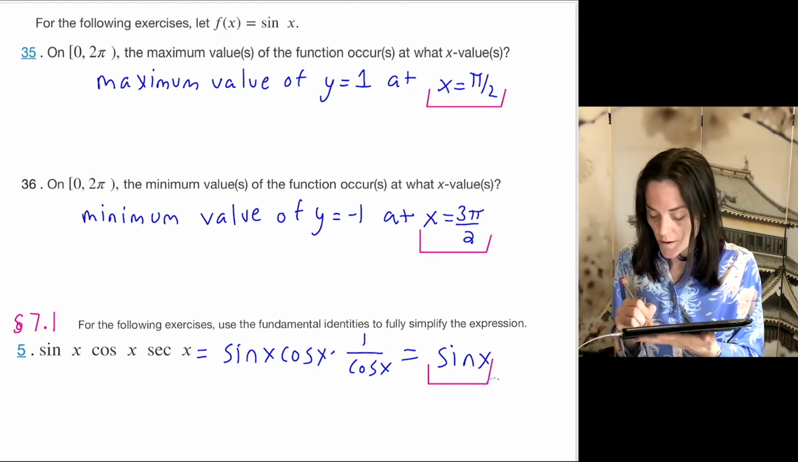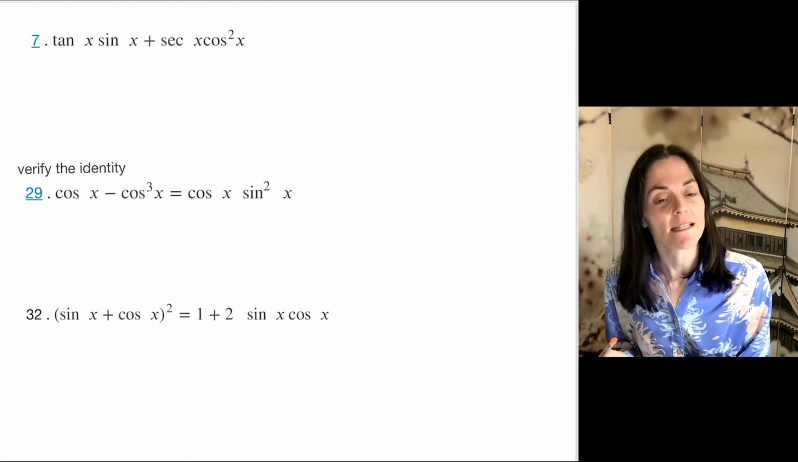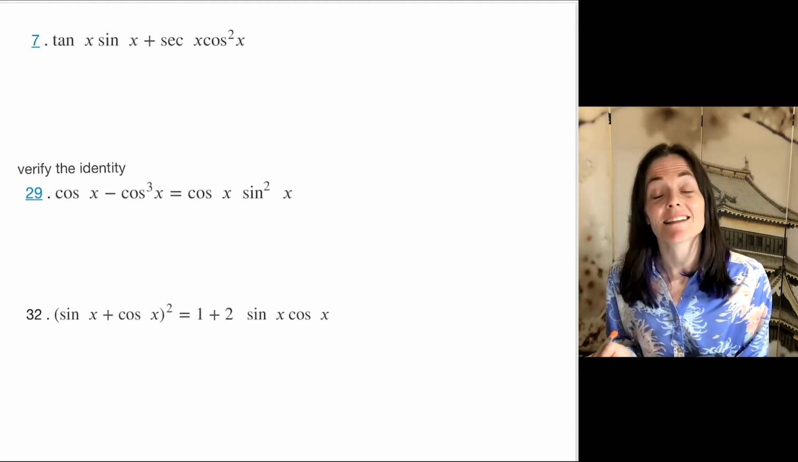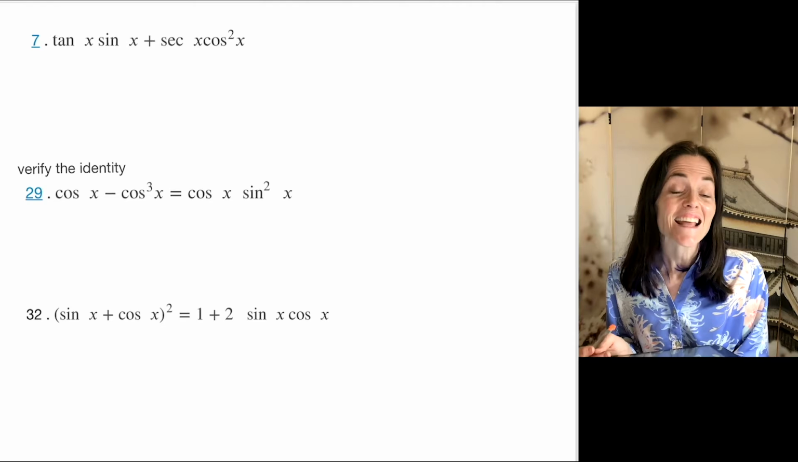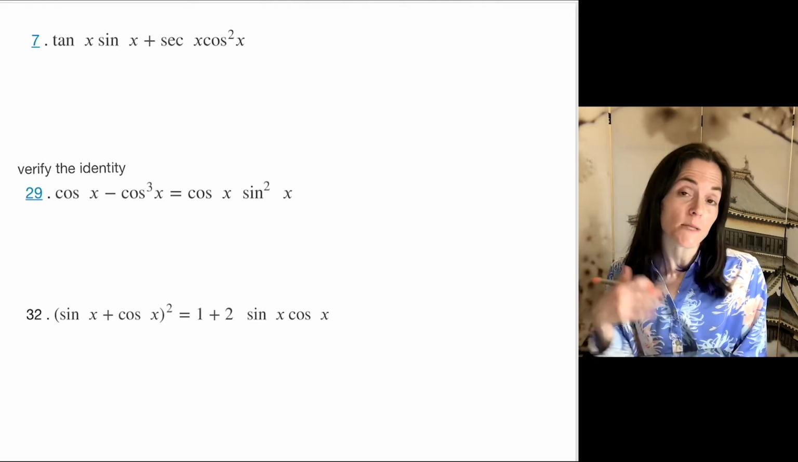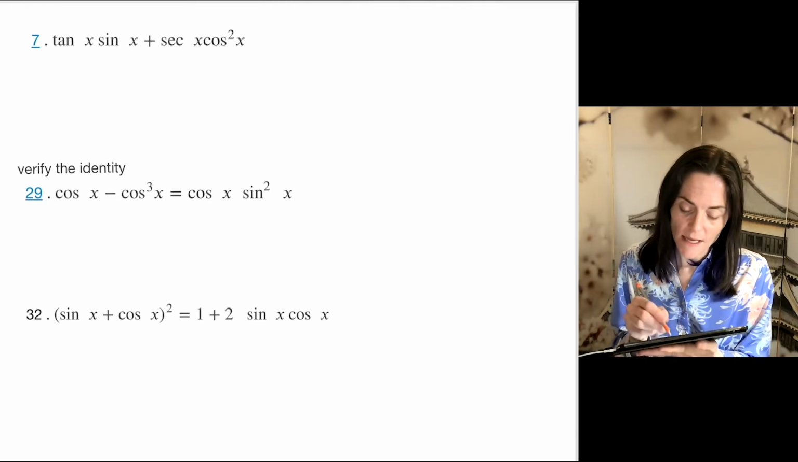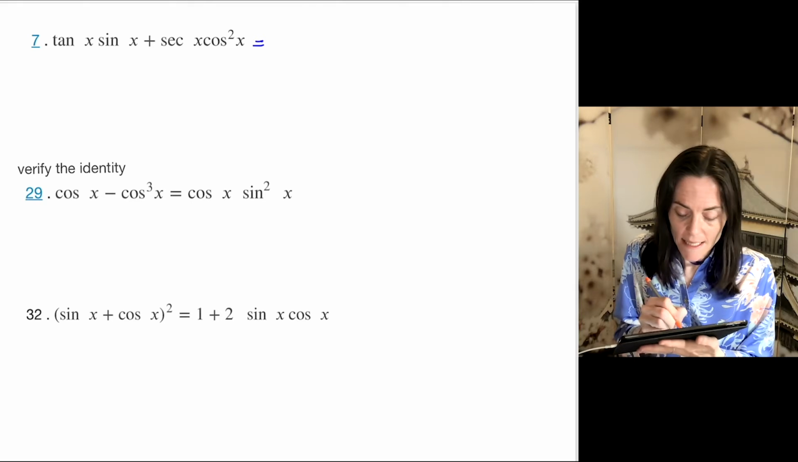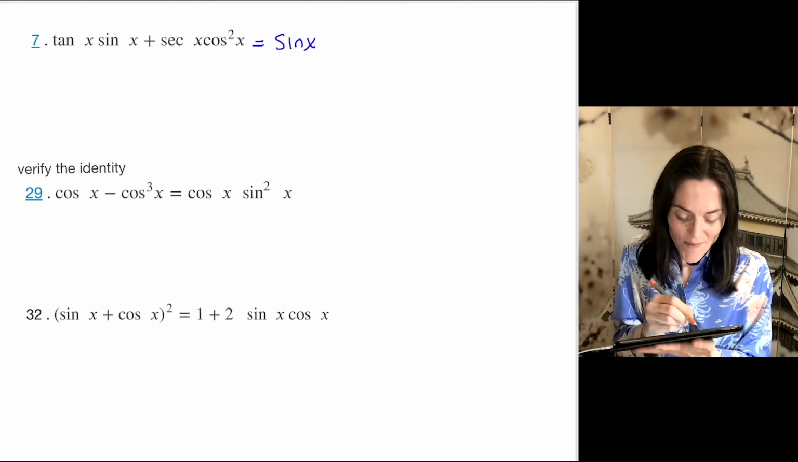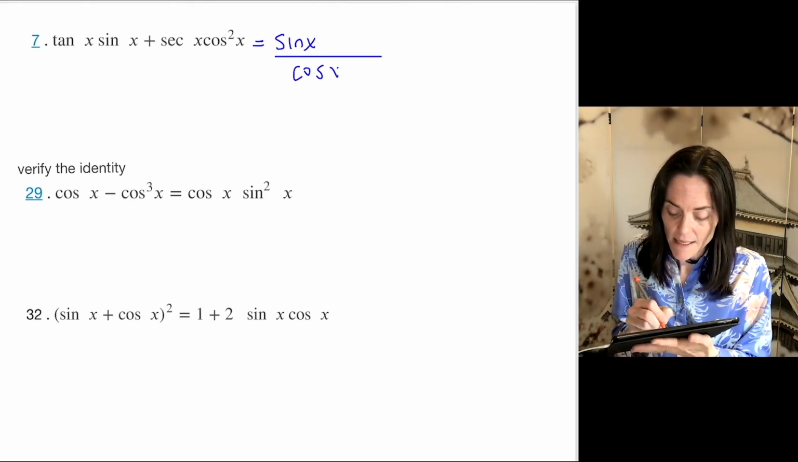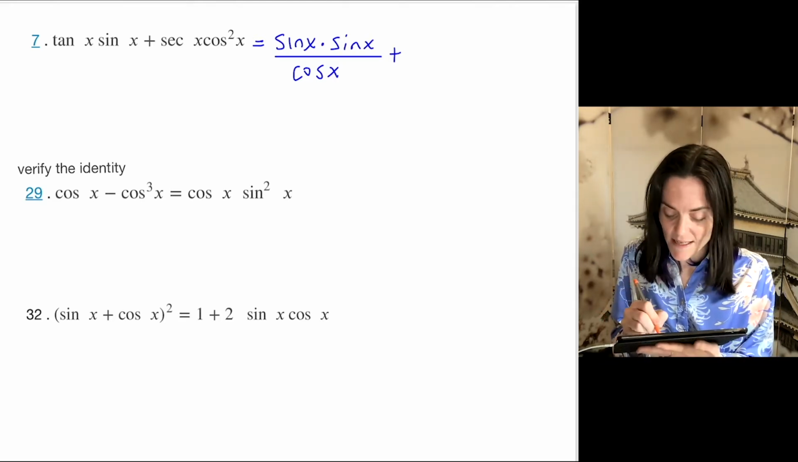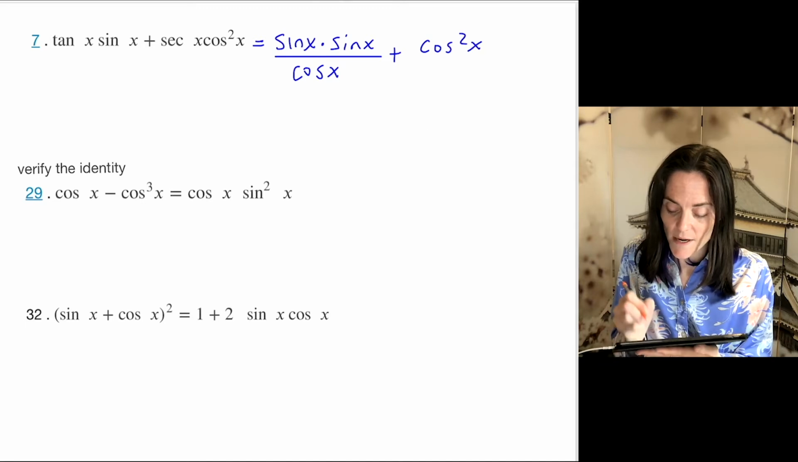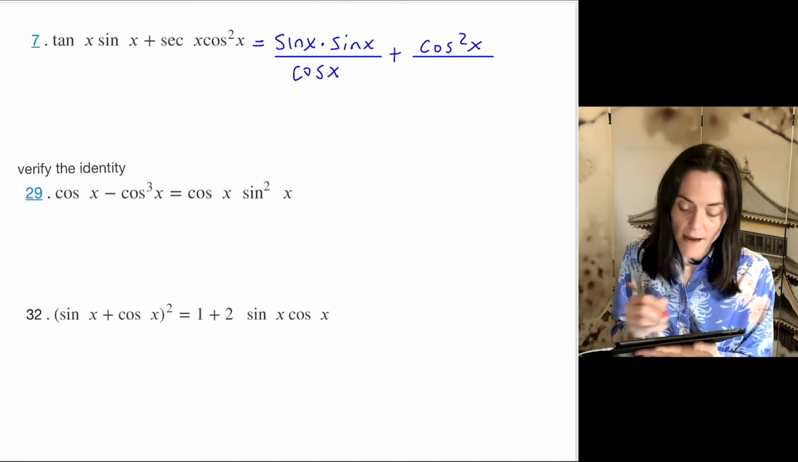Now let's do some more. We have tangent times the sine plus secant times cosine squared. I think the easiest way to get started is to break everything into sines and cosines. So let's begin this way. Tangent is sine over cosine. And then this other sine is in the numerator. So I can do it like this. And then secant is 1 over cosine, so I have a cosine squared in the numerator, and in the denominator, I have a cosine.